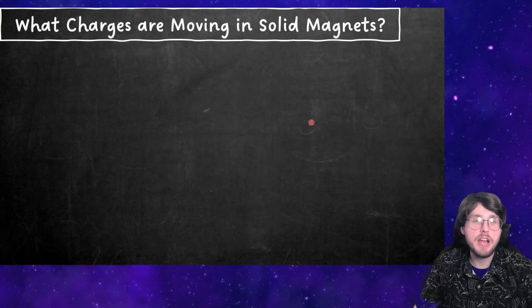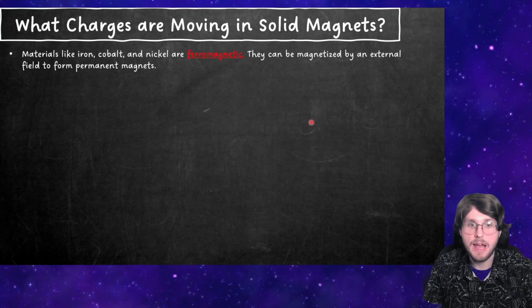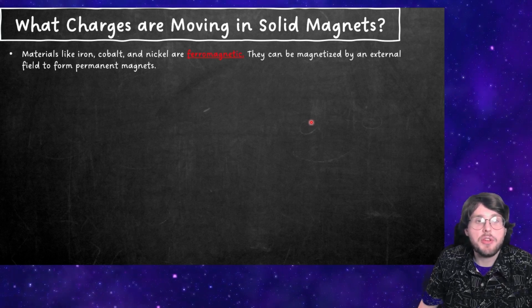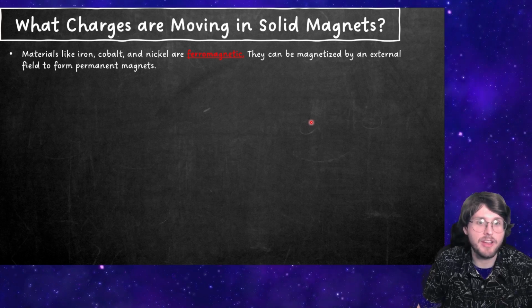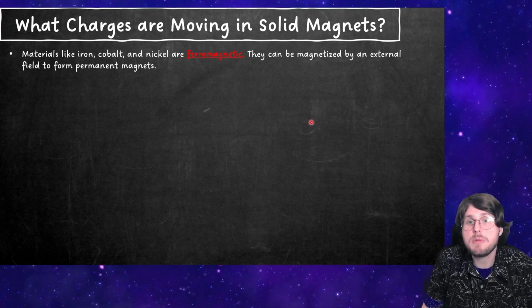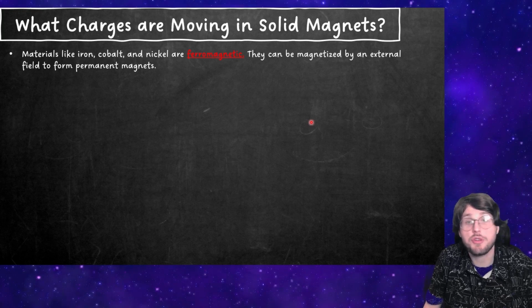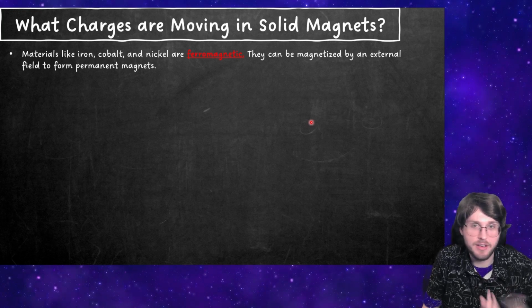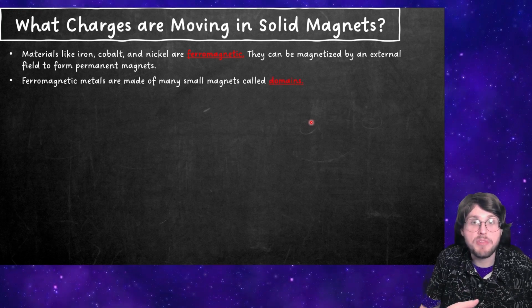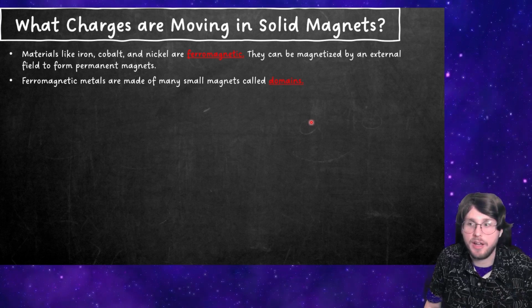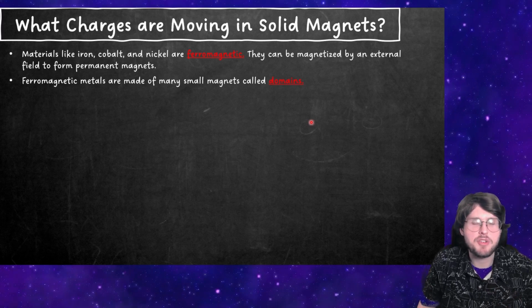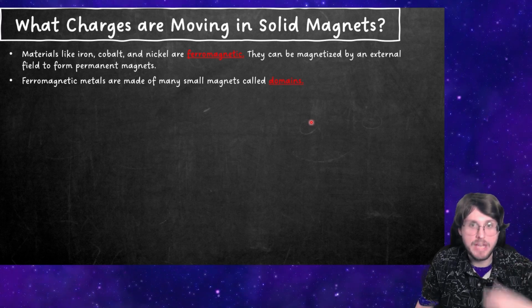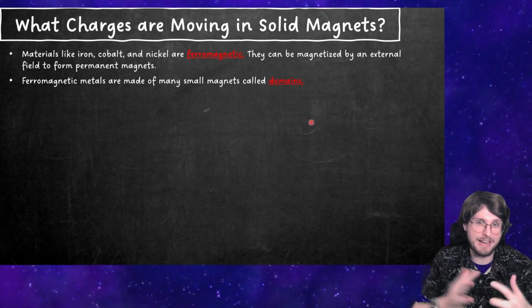Now to start, we need to classify what materials magnets are actually made out of. So generally, it's materials like iron, cobalt, nickel that are ferromagnetic, as we call it. And ferromagnetic just means that they're able to be magnetized by an external field to create permanent magnets, like a bar magnet. Now, ferromagnetic materials themselves are described based on these regions within them called domains. And you can think of magnetic domains as regions that behave like smaller bar magnets. It's just magnets all the way down.